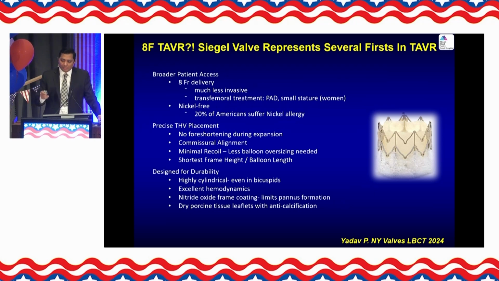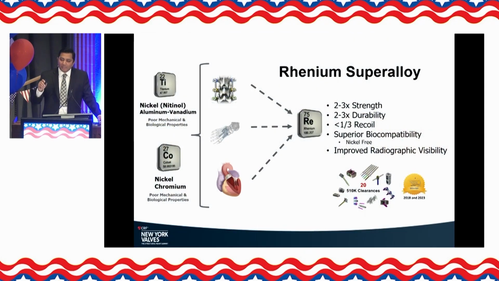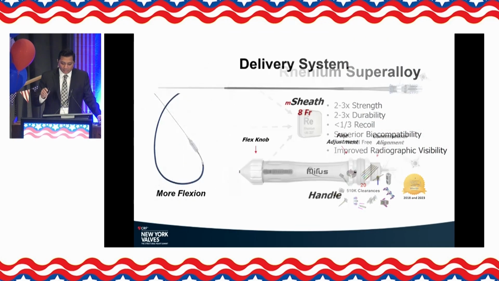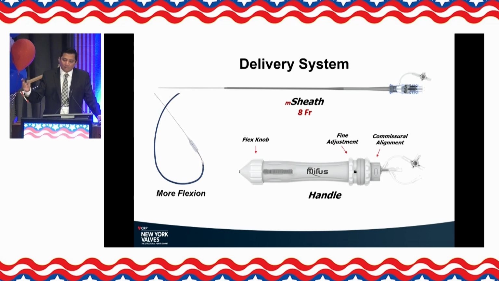So this is just a first-in-human feasibility study that showed, because of the makeup of the valve, which is made up of rhenium, which compared to cobalt, chromium, and nickel is much more flexible and can be crimped, at the same time has more tensile strength, and can be delivered through a small sheath. So this is a breakthrough technology, but still a lot of data has to be seen, but this could be the future.